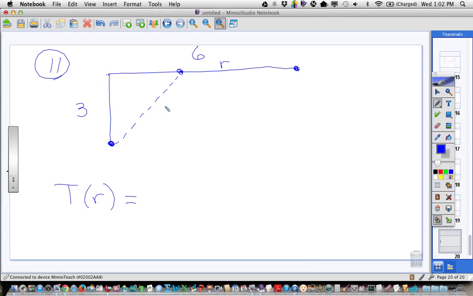Okay, and then let's call this S for how far he walks in the snow. So he's going to walk in the snow, and then he's going to walk on the road. All right, now, how do we get time? Well, distance equals rate times time. So how do you get time out of that? Yeah, so what we want is the distance divided by the rate.